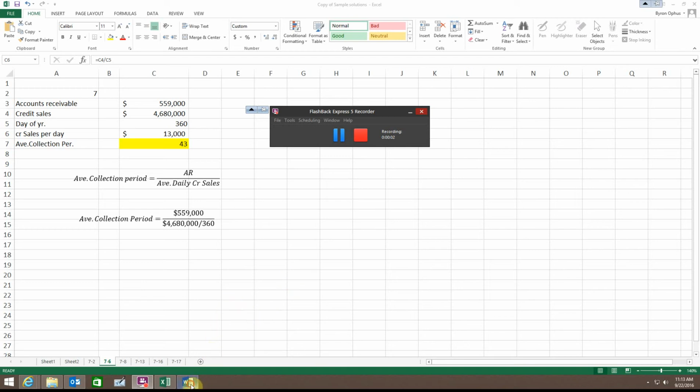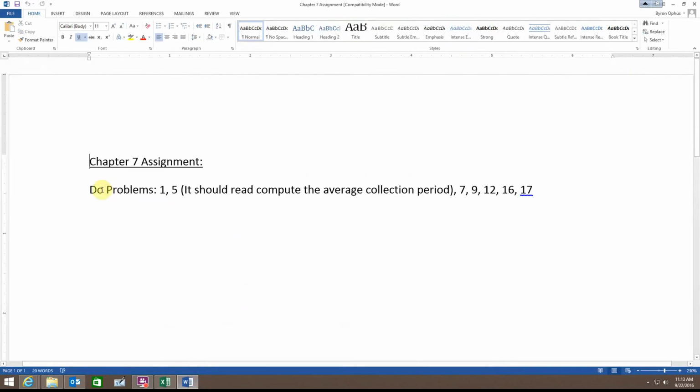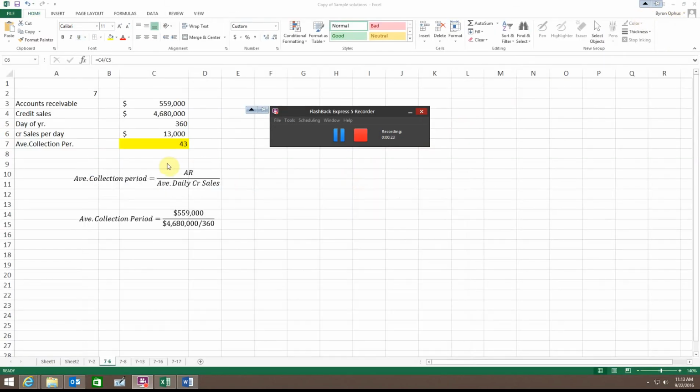For your guys is a 7-5. Just remember that it should read, I think, is how the problem should read, is that compute the average collection period is what you guys want to do, right? It says compute the value of the average collection period, and I think it should just be compute the average collection period. So that's going to be number of days then, right?